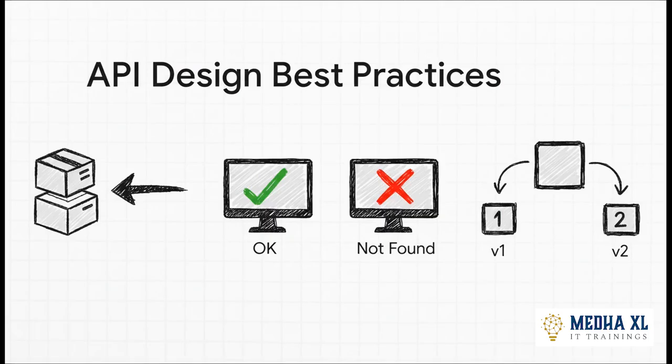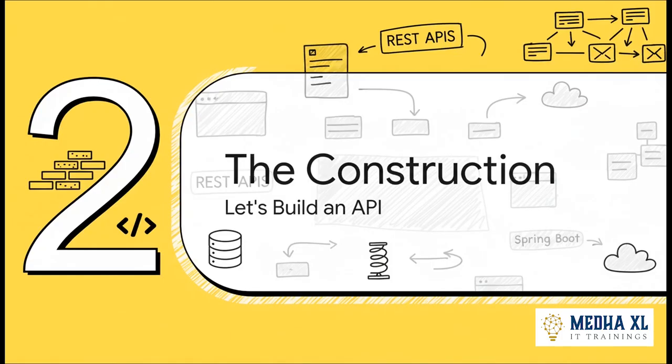And here are a few more pro tips. Always use plural nouns. So products refers to the whole collection of products. It just makes sense. Next, use standard status codes, like 200 for everything's good and 404 for sorry, couldn't find that. It's how the API communicates back. And finally, always version your API. This is an absolute lifesaver because it lets you release a new V2 without breaking all the older apps that are still using V1.